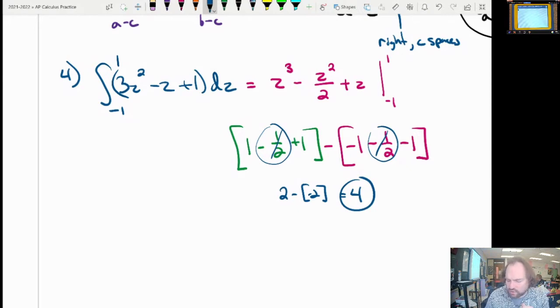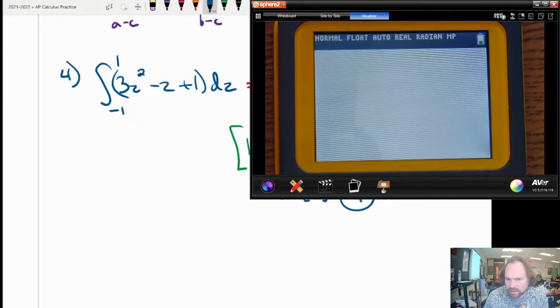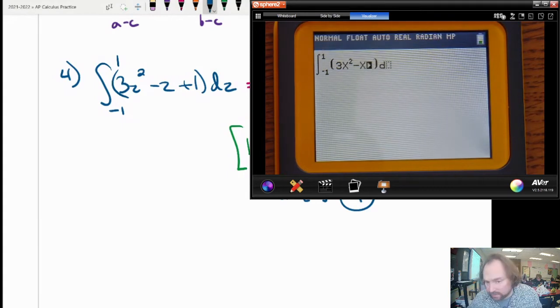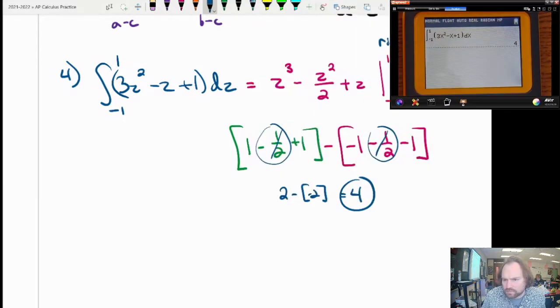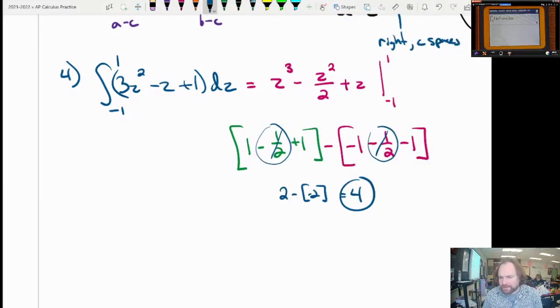We'll give that a quick check on Calculator Cam just to confirm that it's right. Let's see, the integral from -1 to 1 of 3x squared minus x plus 1 dx. And it should be 4. Yeah, it is. So we're good to go on that one. You should be prepared to do an integral like this by hand. I'm just saying that calculators are great, but you might get a question like this on the AP Calc test that would be a reasonable thing for you to do without a calculator.